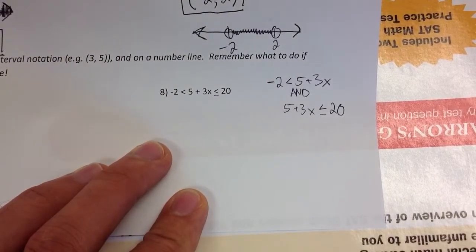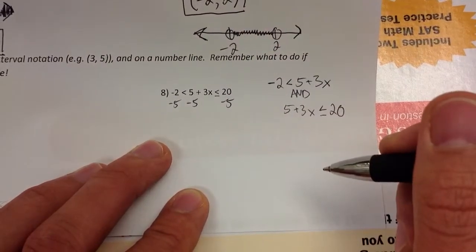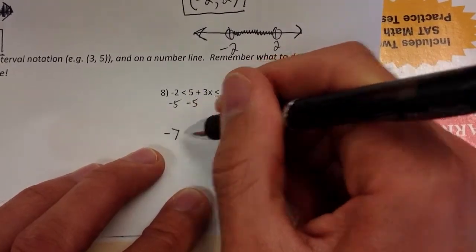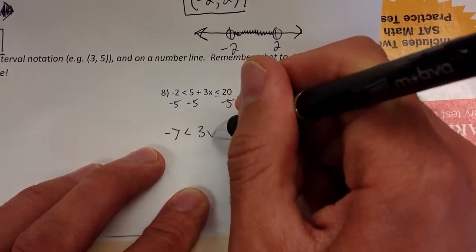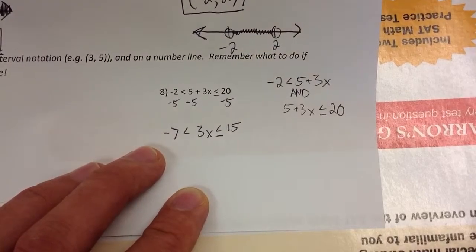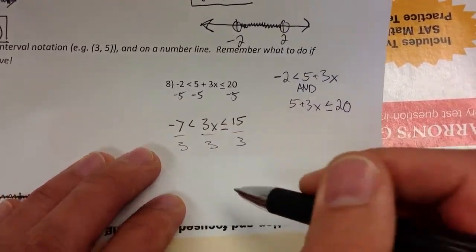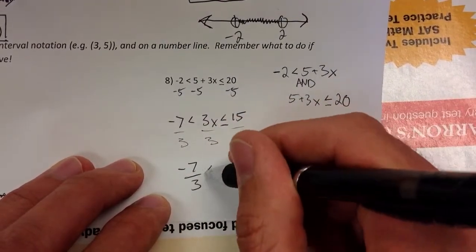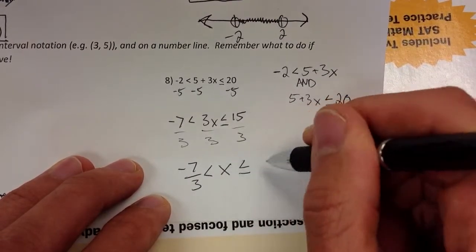Anyone think that they could do this? Allie? Okay, you subtract 5. Subtract 5. And you get negative 7 on the left and 15 on the right, and then 3x in the middle. And then you divide by 3 on each side. Good. Divide everything by 3. So you get negative 7 over 3 is less than x, which is less than or equal to 5.